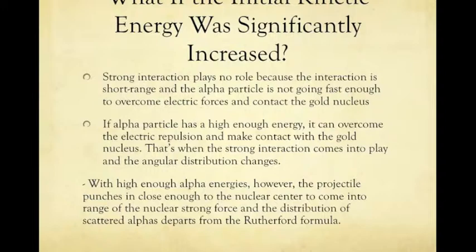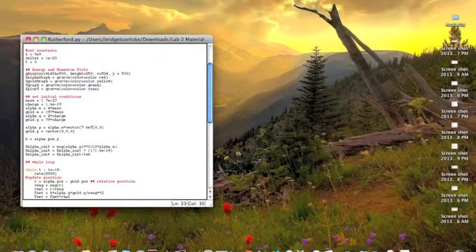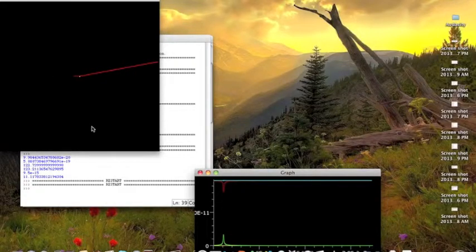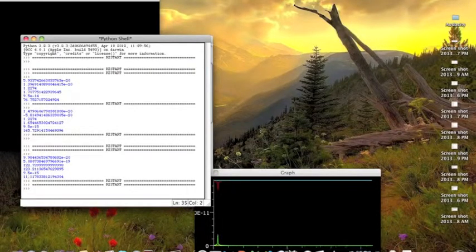The electromagnetic force is the net force, but if the alpha particle has a high enough energy, it can overcome the electric repulsion and make physical contact with the nucleus. That's when the strong force will come into play, where it will depart from the Rutherford formula. Just for fun, when I give the alpha particle a very high initial kinetic energy, so 7.6 times 10 to the 7th, you notice that even though the impact parameter is the same, the scattering angle is significantly reduced to 11.11 degrees because it can overcome much of the electric force that the nucleus gives.